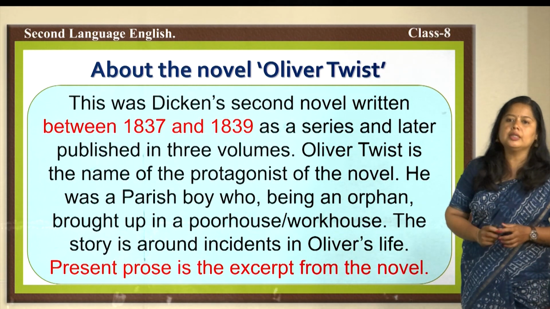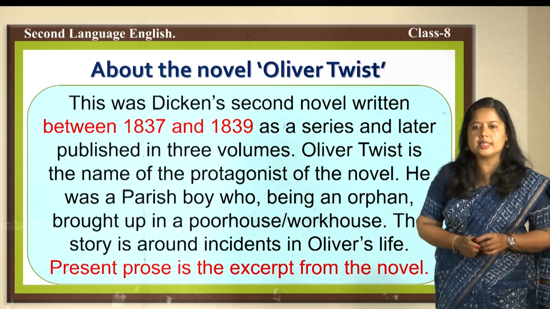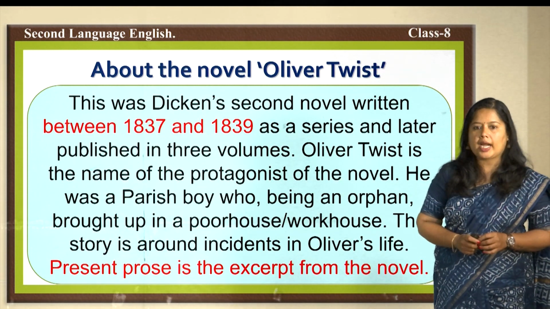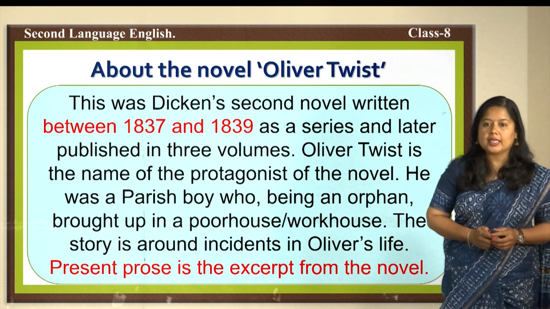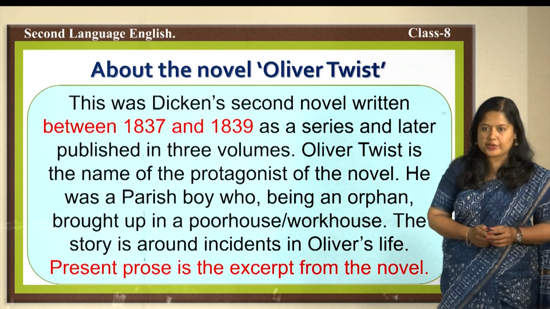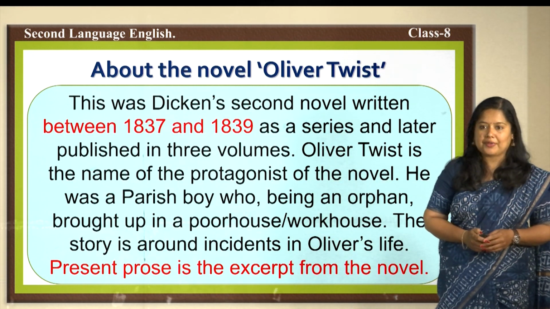Now, coming to the text. This was Dickens' second novel written between 1837 and 1839 as a series and later published in 3 volumes. Oliver Twist is the name of the protagonist of the novel. He was a parish boy who, being an orphan, was brought up in a poor house, that is a workhouse. The story is around incidents in Oliver's life, and the present prose is an excerpt from the novel. Kids, it is the story about a boy called Oliver Twist and his life. How does it run and what are the consequences that he faces?